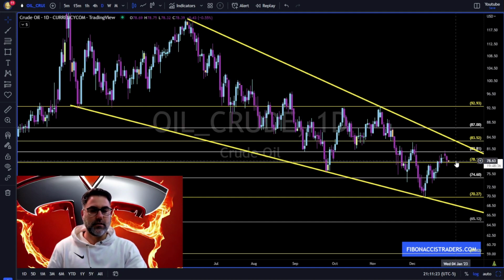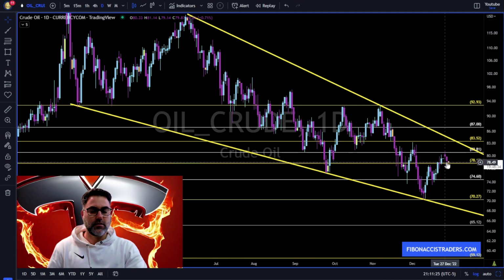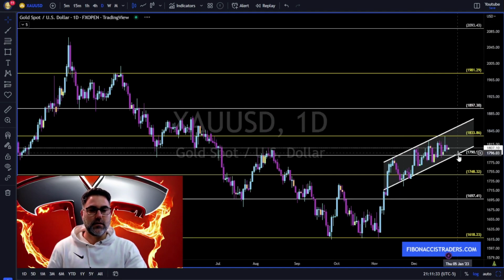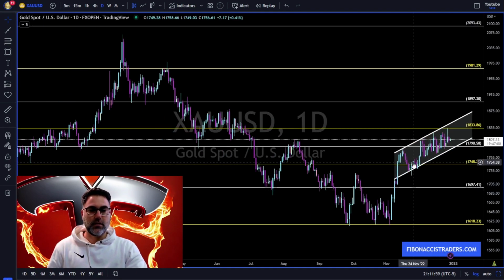Crude oil: consolidation above the 78. Let's see where it takes us. Gold: looking pretty nice. Short-term uptrend channel bounced. We can see a triple bottom of the 1600, then bounced up. Now some kind of consolidation to the sideways, but still holding this short-term uptrend.